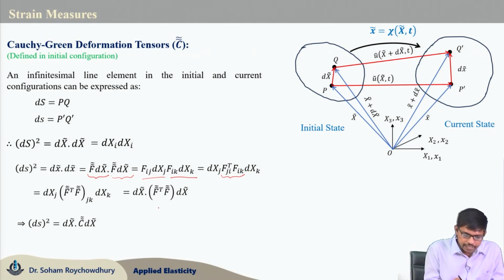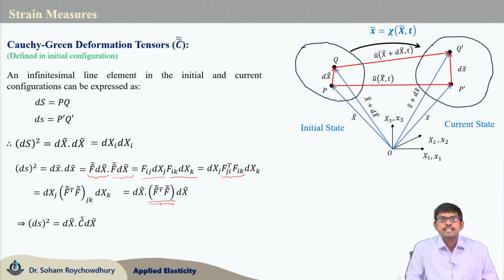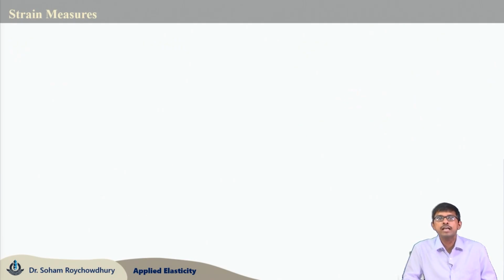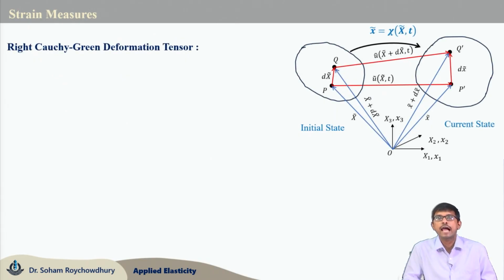And this quantity f transpose f is defined as C, the Cauchy-Green deformation tensor. C is defined as f transpose f. This particular tensor is known as the right Cauchy-Green deformation tensor, and component-wise C_ij is f transpose_ik f_kj. By the definition of f as del x_k divided by del X_i, times del x_k by del X_j, this would be the components of C_ij.